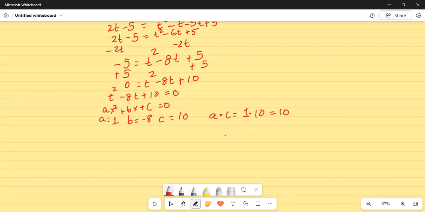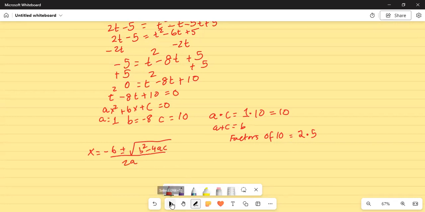Are there two factors of 10 which when multiplied together will give you 10, and when added together give b, where b is the coefficient of the middle term? The only factors of 10 are 2 and 5. They do not add up to 8. So we have to use the quadratic formula. The quadratic formula is x is equal to minus b plus or minus the square root of b squared minus 4ac, divided by 2a.